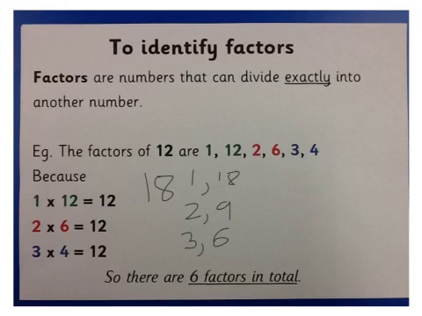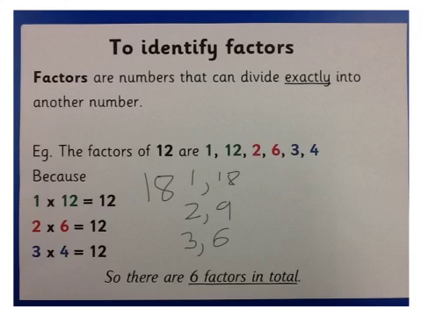4, 8, 12, 16, 20, doesn't go. 5 and 5, 10, 15, 20, doesn't go either. 6 and, now we are repeating ourselves, so there are 6 factors in total of 18.